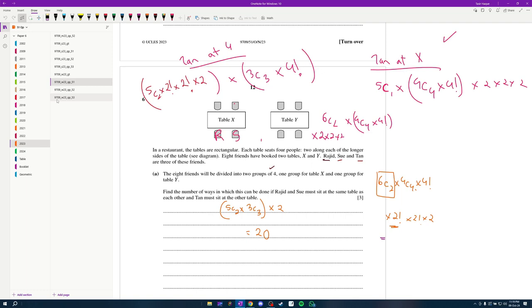Now, why did I multiply by 2? Because Rajid and Sue could also sit at table Y, and Tan could sit at table X. That's why it's multiplied by 2.